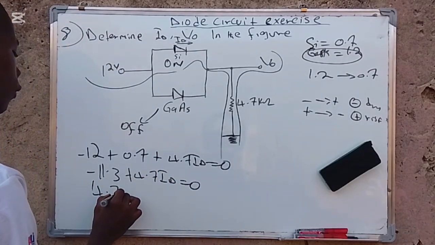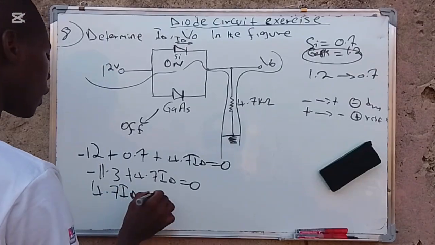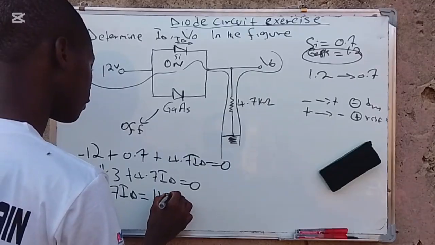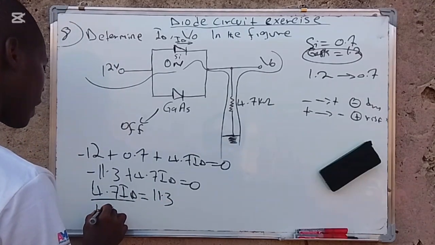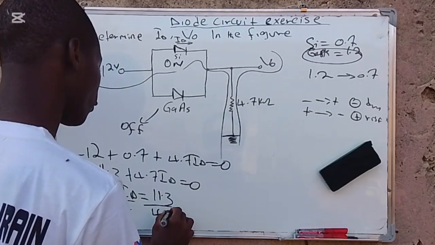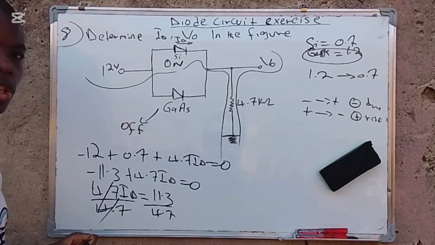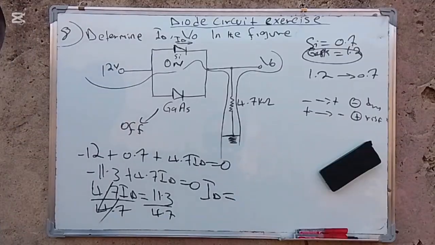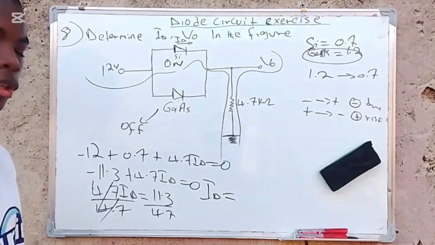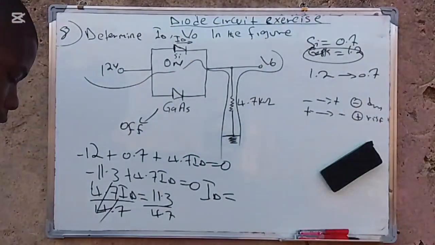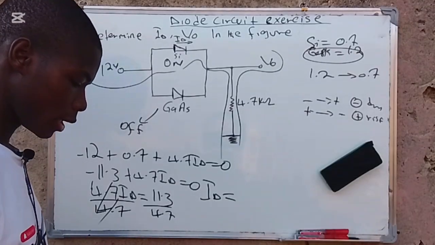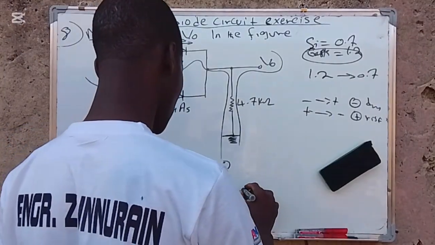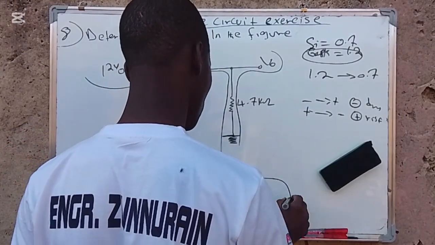So I have 4.7 ID, and this should now be equal to, when the negative 11.3 crosses the equal sign, 11.3. So if I divide both sides by 4.7, 4.7 will cancel 4.7. Therefore the diode current should now be equal to 11.3 divided by the value of 4.7. What should I get? So let me check. 11.3 divided by 4.7. The current should now be 2.4.